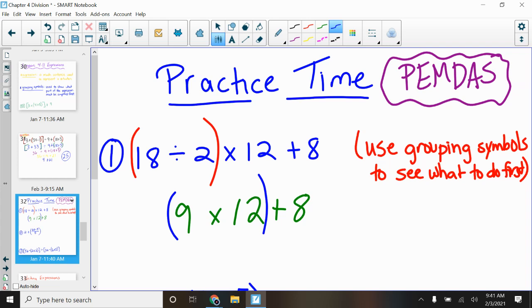Well, what if the multiplication was over where the plus sign is? You'd still do it, because multiplication and division always comes before addition and subtraction. Okay. 9 times 12, everybody, is? 108 plus, whoopsies, plus my leftover 8 is? Good.